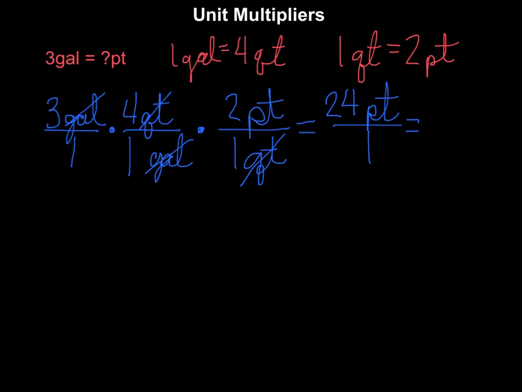Finally, we divide. Fractions mean division, so 24 divided by 1 is nice and simple. 24. And then pints divided by nothing is pints. So 3 gallons is 24 pints.